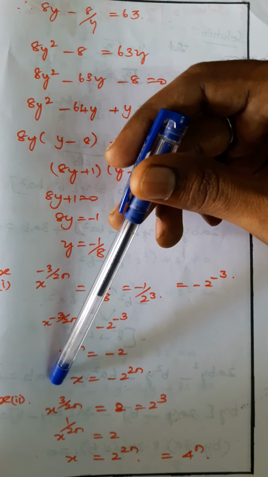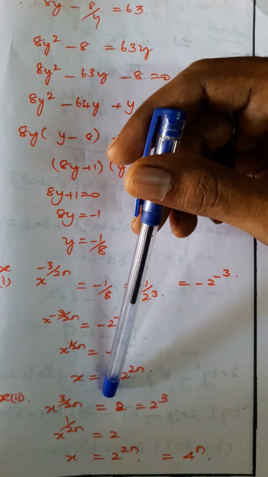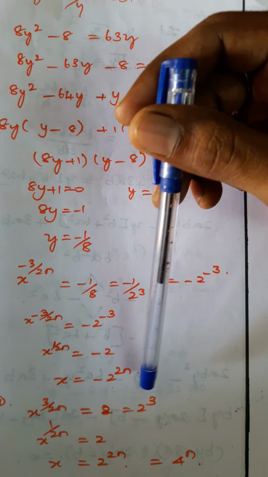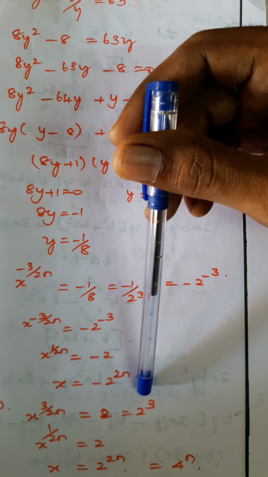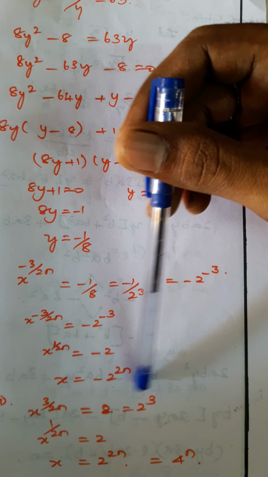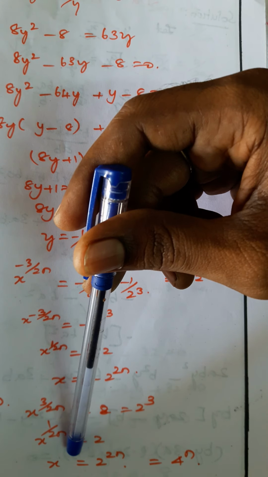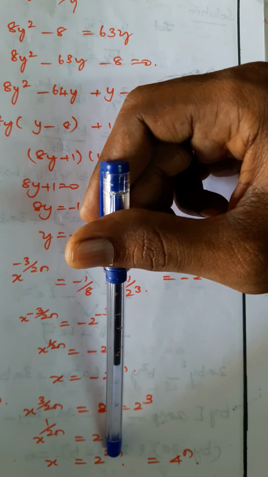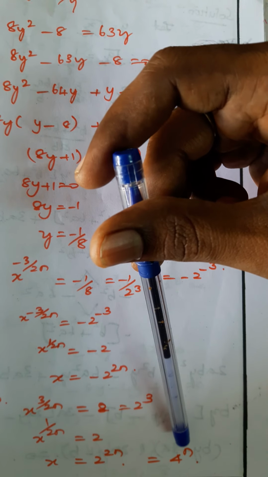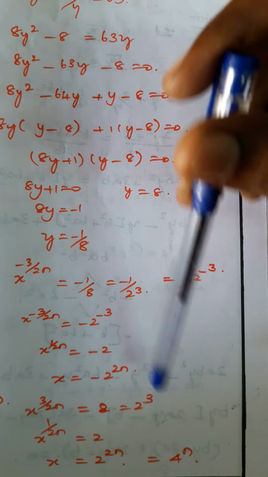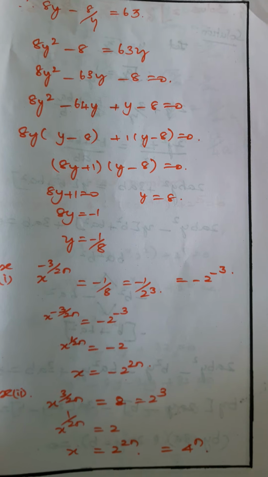Like that, if x^(3/2n) is equal to 8, it becomes 2 cube. So x^(1/2n) is nothing but 2. x becomes 2^(2n), and 2^(2n) is nothing but 4^n. So we found our x values. Our question is over.